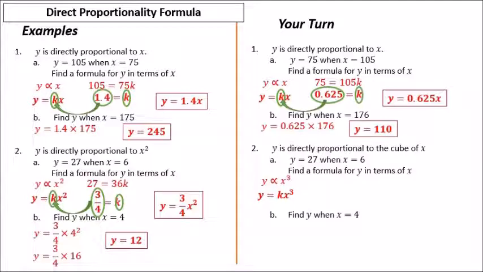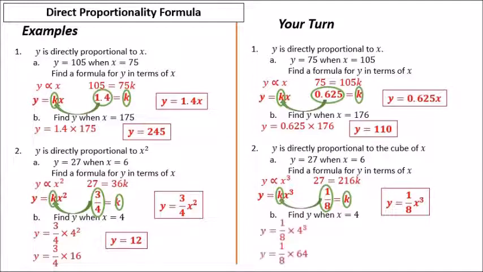Then to find the value of k, we need to look at the specific case. When y equals 27, x is 6, x cubed, then 6 cubed will be 216. So if we divide both sides by 216, we get the value for k being 1/8, which we can then substitute into our original general case, and we end up with y equals 1/8 x cubed. Then to find y when x is equal to 4, well, y is equal to 1/8 of 4 cubed, or 1/8 of 64. 64 divided by 8 then is 8.